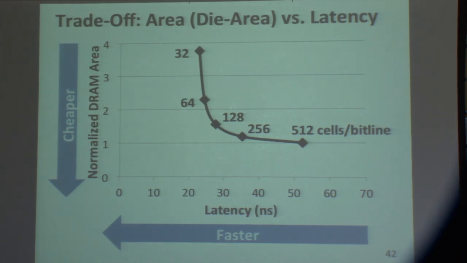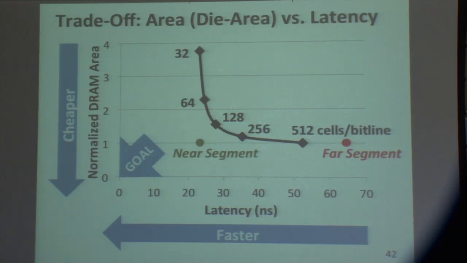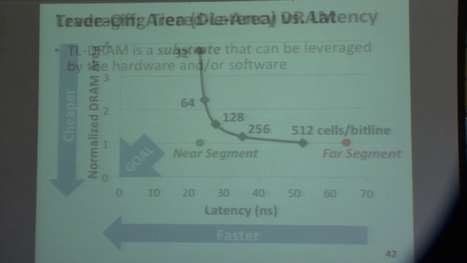Okay, so where does this bring us to in terms of the trade-off between area and latency? Our goal was here, right? Near segment takes us here. It breaks this trade-off, if you will. Far segment, not that much fun, right? But this means that whenever you have a heterogeneous architecture, you need to do a little bit more work. You need to somehow manage it. Then the key question is, how do you manage the near segment and the far segment?